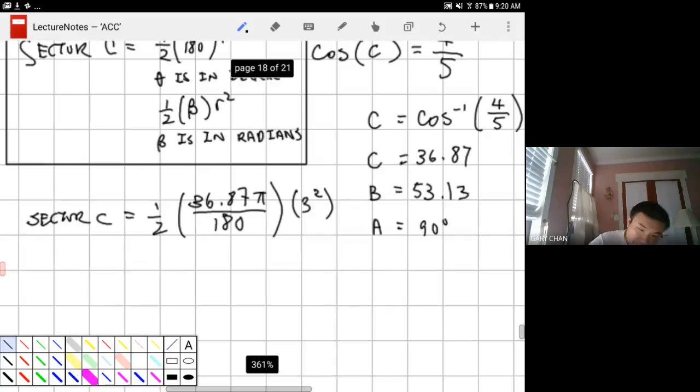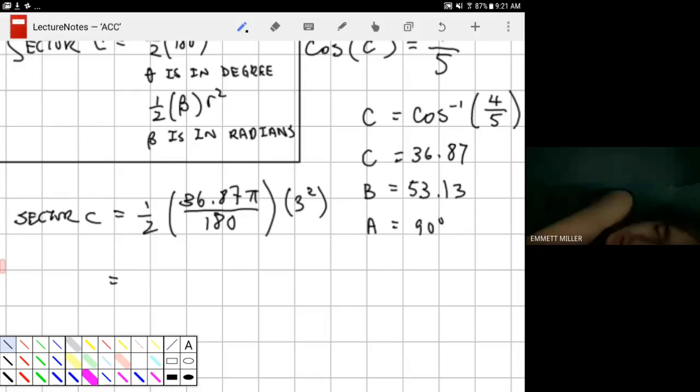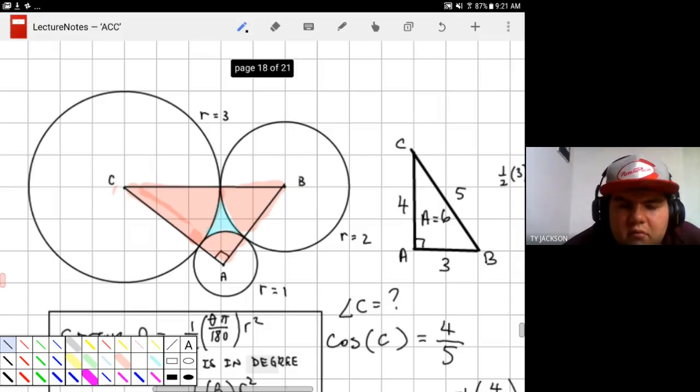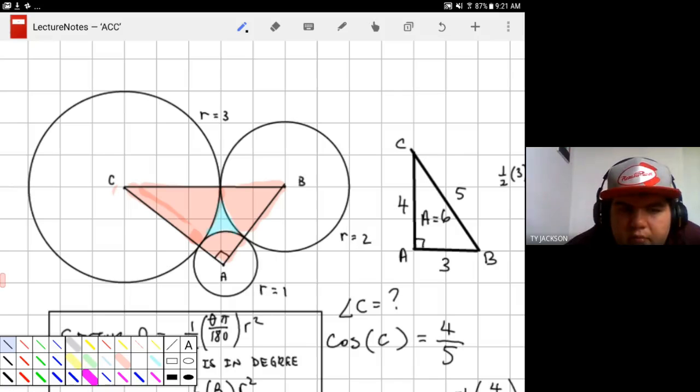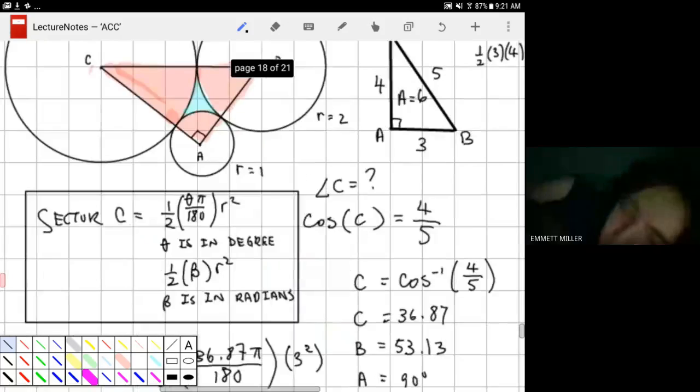Okay. So that's the area for sector C. Sasha, how do we know it's 3? Because of the given. The radius of the circle. Yeah, exactly. Circle C has a radius of 3. Okay. Alright.